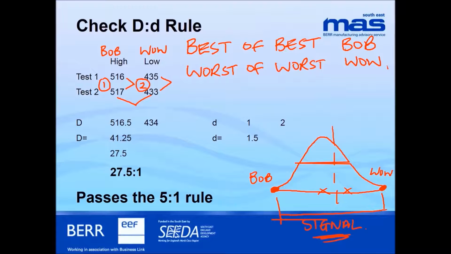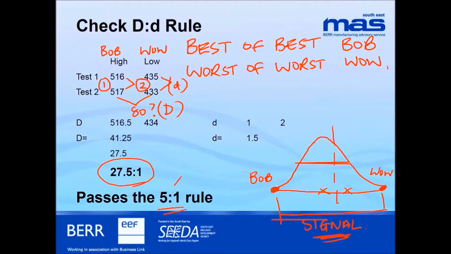80, more than 80 points. So the signal, big D, as it's known, is 80 points. 80 points large, if you like. 80 points the difference. The noise, 1 or 2 points. That's little d. When you do the ratio, the signal is 27.5 times bigger than the noise, which is fantastic. It beats the rule. It needs to be 5 to 1 at least.